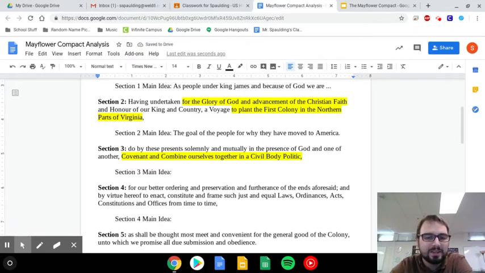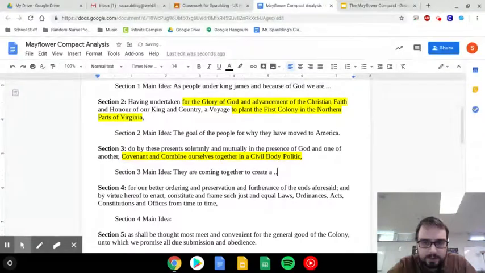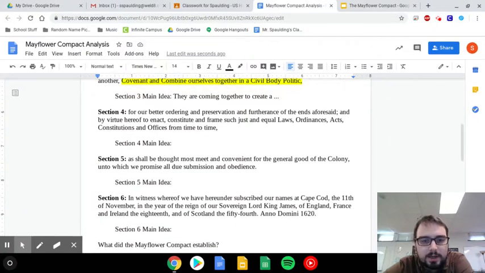What do you guys think they mean by civil body politic? Remember, they're combining, they're covenanting together. Covenant is a fancy way of saying they're saying it in front of God. They're coming together in front of God. But what do we mean by civil body politic? That's going to be your main idea. They are coming together to create a... I'm going to let you guys figure out what the part is. That's that civil body politic. What word would you put there to explain what a civil body politic is? All right, moving on.